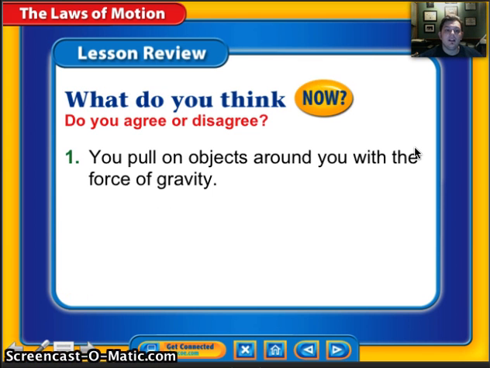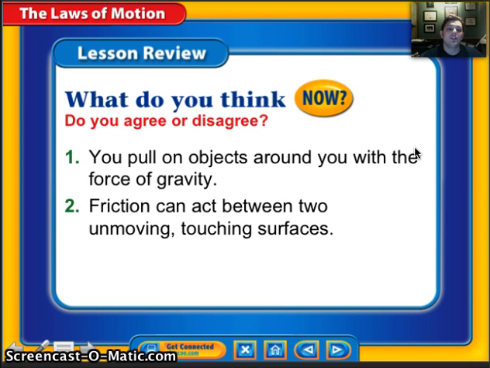So, what do you think? You pull on objects around you with the force of gravity? Yeah, anything with mass. That's the law of universal gravitation. Friction can act between two unmoving touching surfaces? Yes, it can. It's called static friction. That's why I'm sitting here, because there's friction holding me, not sliding me around this room right now.